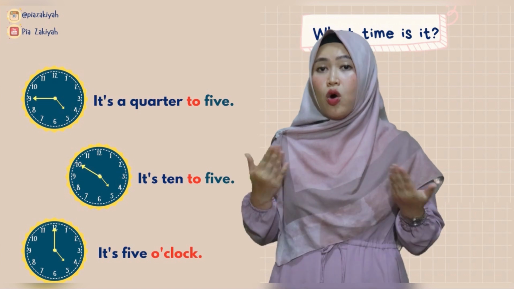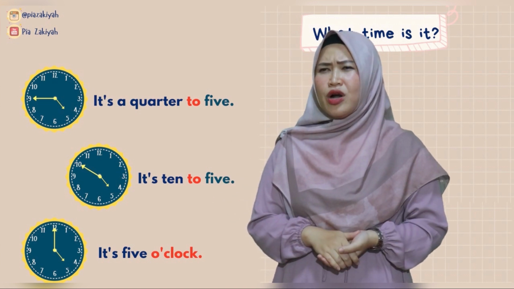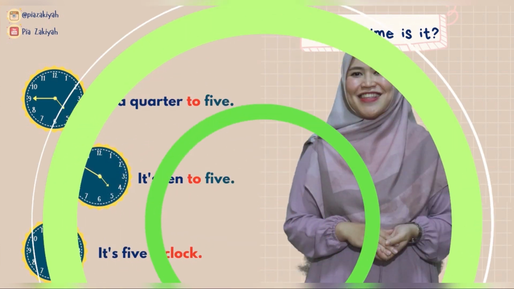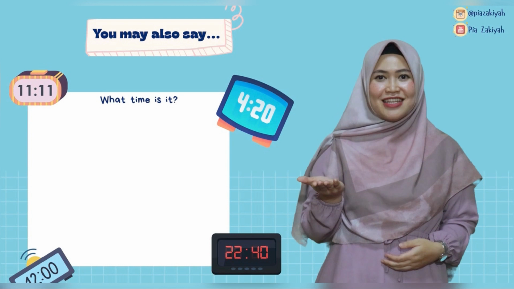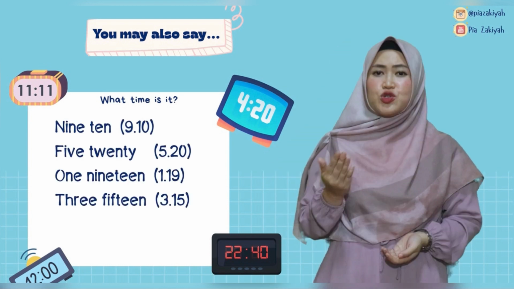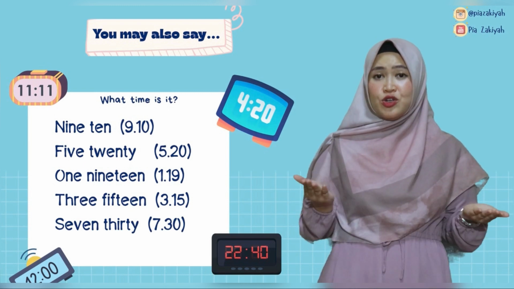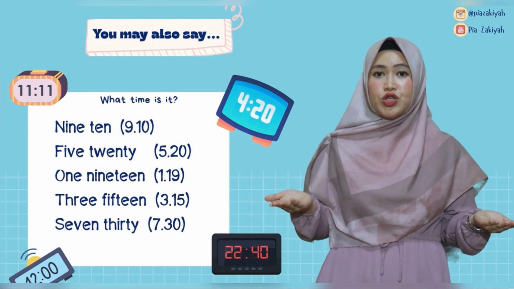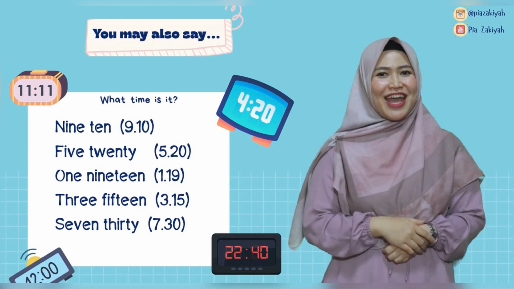So, later on, if you want to use this expression, you can use this in our daily conversation or informal conversation. What about in our informal conversation? For the informal conversation, you may also say 9:10, 5:20, 1:19, 3:15, 7:30. You don't have to use "past" or "to" in the informal conversation, but if you want to, that's okay.